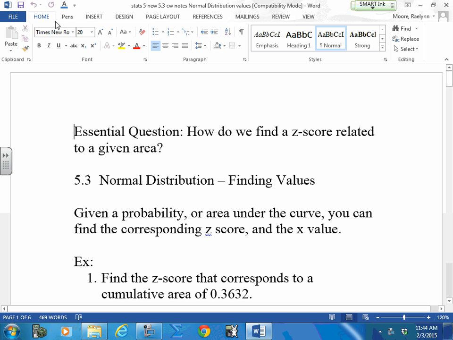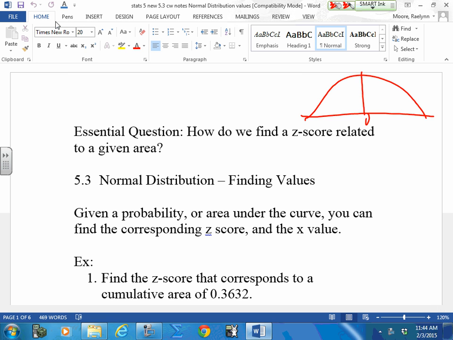We did z-scores. We took a z-score, whether it was positive or negative, and we could look up the area to the right or to the left, whichever way we were going. We always find to the left. If we needed the right, we'll subtract from 1, and we could figure out what your percentages and probabilities are, and we worked on that.